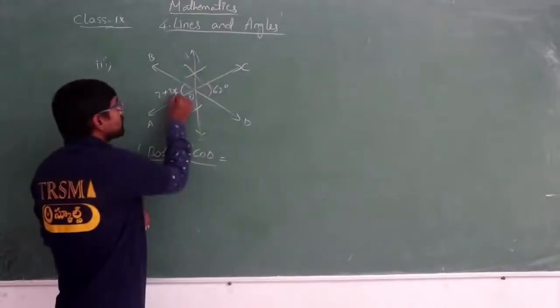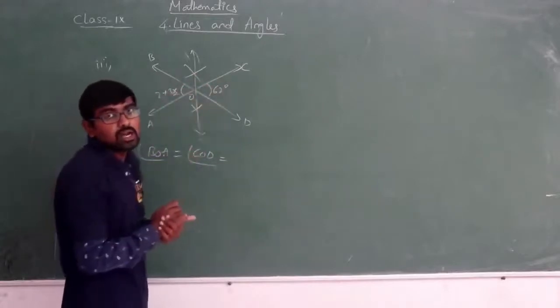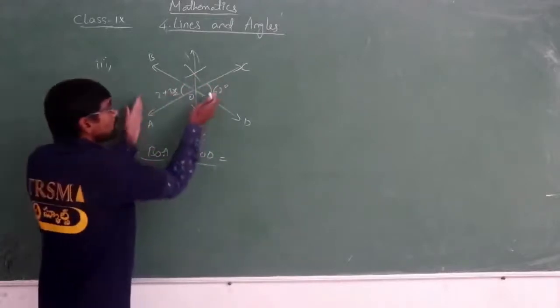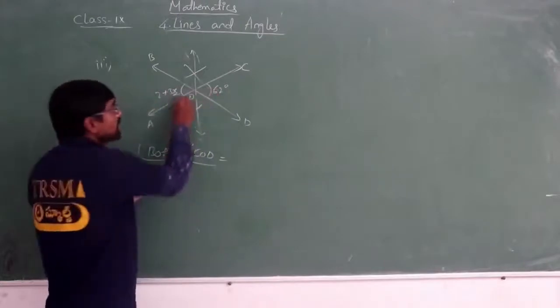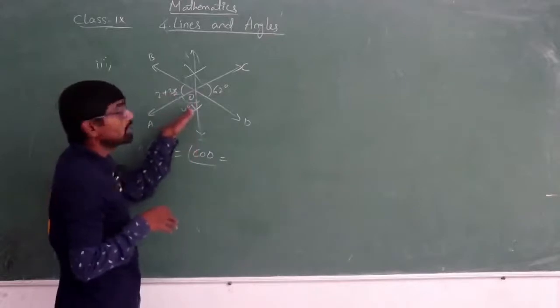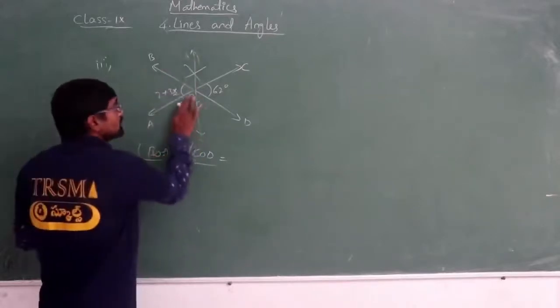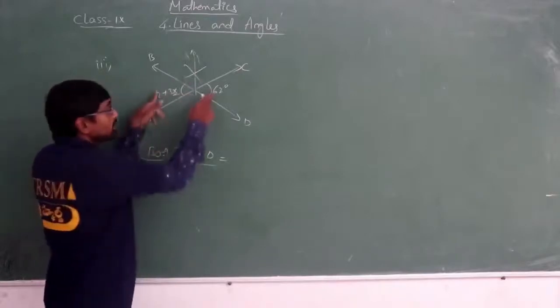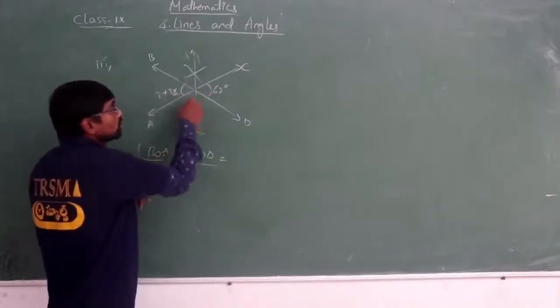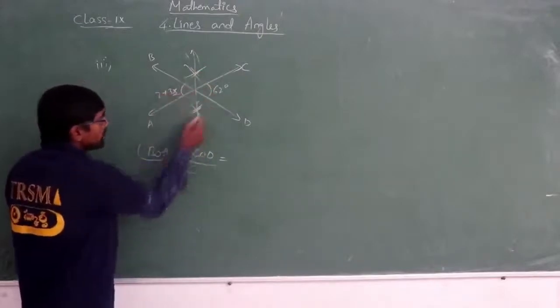Why? For finding the value of x, we are just discussing vertically opposite angles, and besides that he didn't give anything. If he had given y here, then compulsorily, mandatorily, you would have to consider this line also. As he didn't give any angle except these two, we don't take this line into consideration. So directly we will equate this.